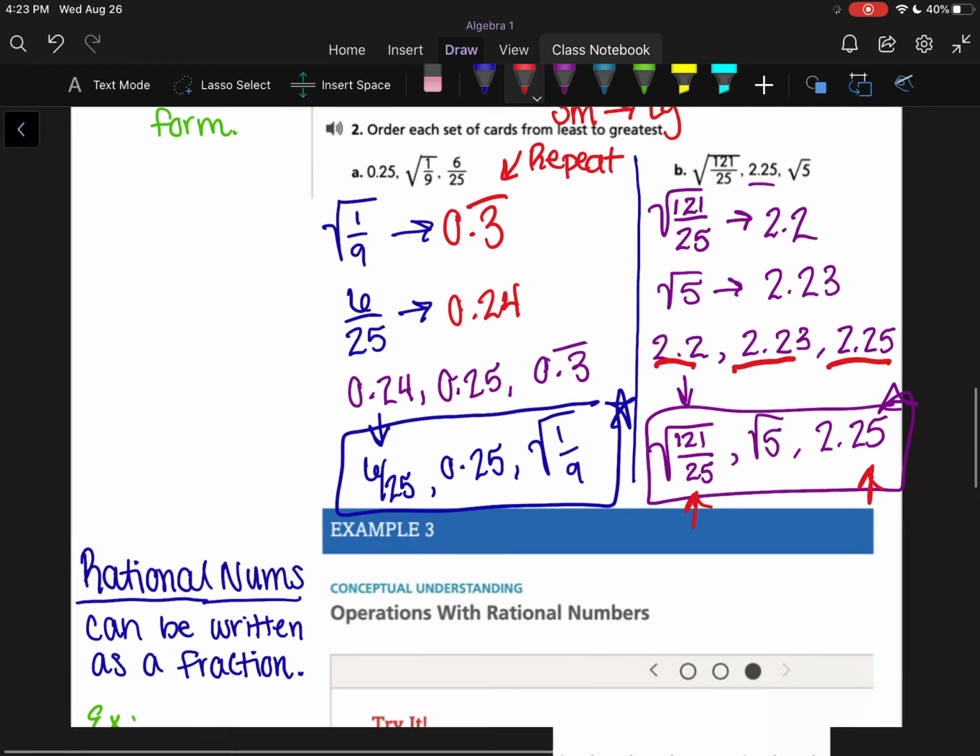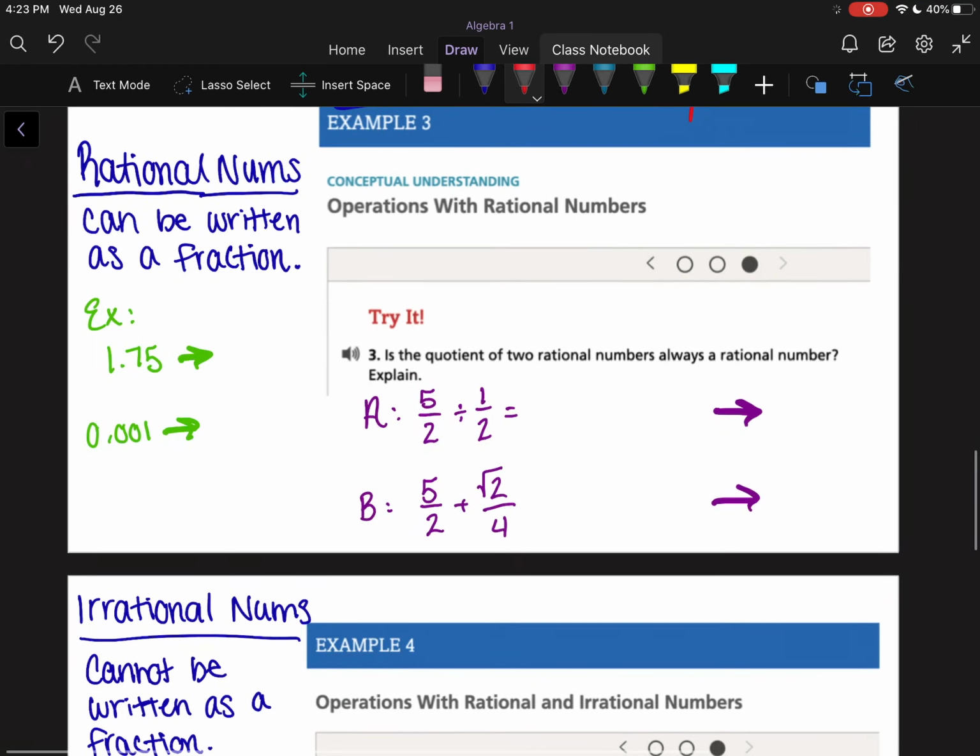We're going to move on to example 3, and this is when we shift gears and start discussing rational versus irrational numbers. Rational numbers can be written as a fraction because it means that it is two whole numbers being divided. A number over another number. That is what a fraction is, division. Some examples include 1.75. That is a rational number, and it can be written as a fraction.